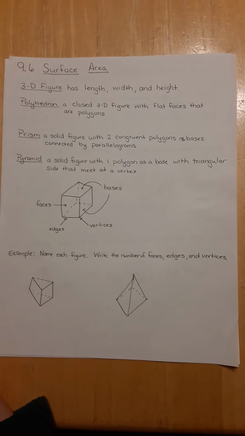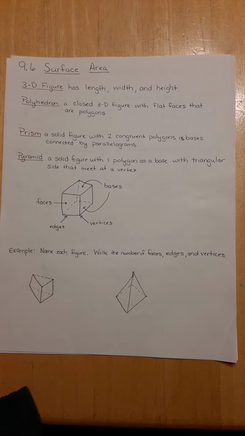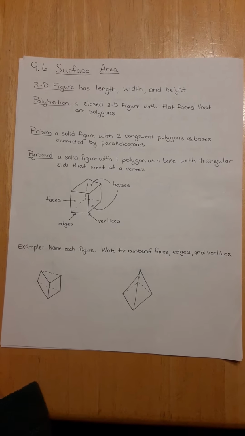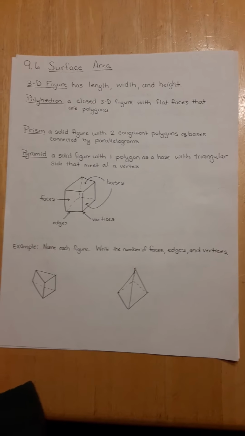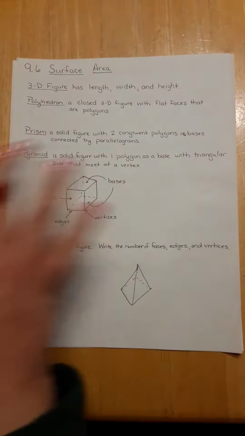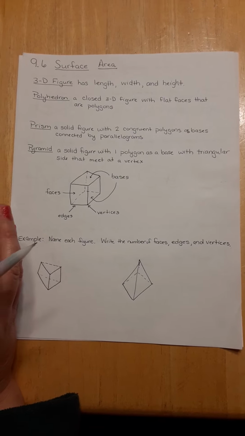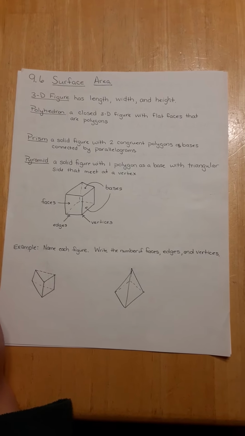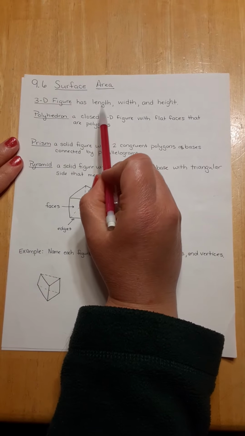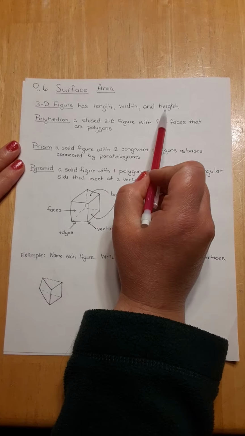Hi, 7th graders. Today we're going to do section 9.6, which deals with surface area. We have been working with 2D shapes, where all the shapes are on one flat plane. Today we're going to talk about 3D shapes, which involve multiple planes. 3D figures are shapes that have length, width, and height.